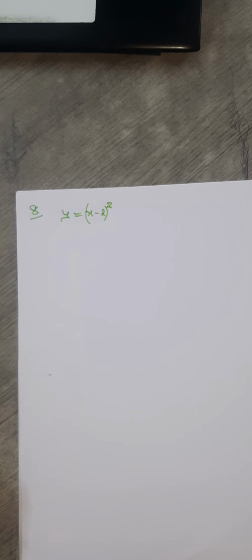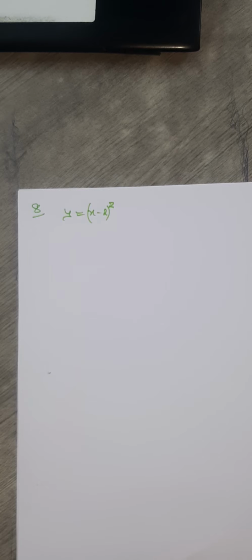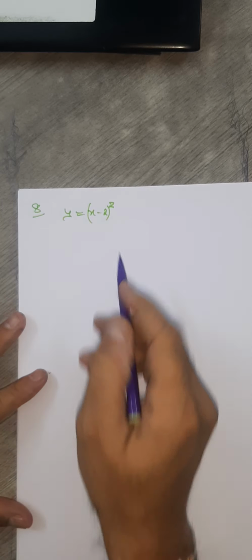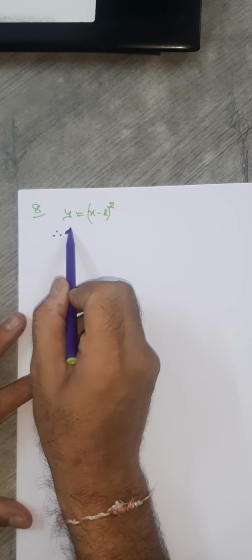Question number 8. You are given this curve. Find a point on the curve, the point of contact at which the tangent is parallel to the line segment joining these two points. In the previous question it was parallel to the x-axis. Here it is parallel to the line segment joining these two points.